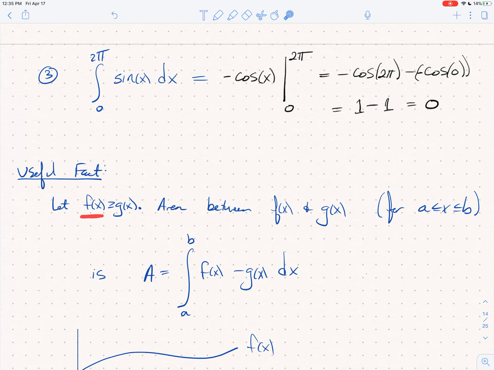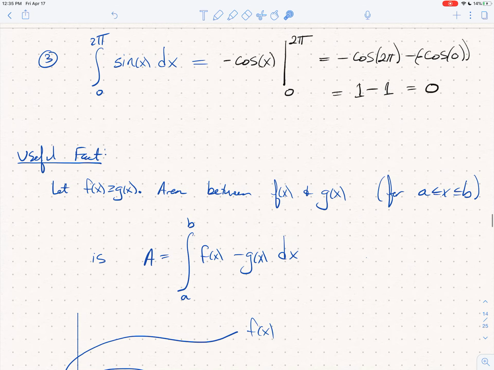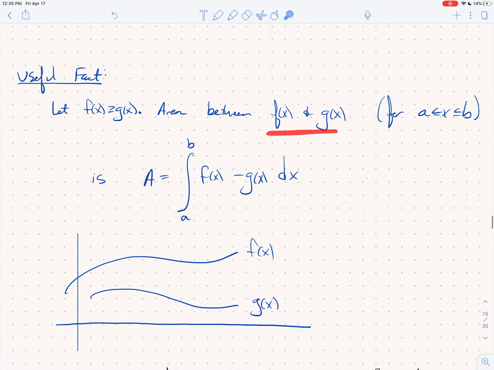So let's assume that I have a function f that's greater than or equal to a function g of x, and I'm interested in finding the area between these two functions. Maybe I've got some point x equals a over to some point x equals b. This a and b might be where f and g intersect. Maybe not, but I want to compute this area between them. So how do I go about doing that?